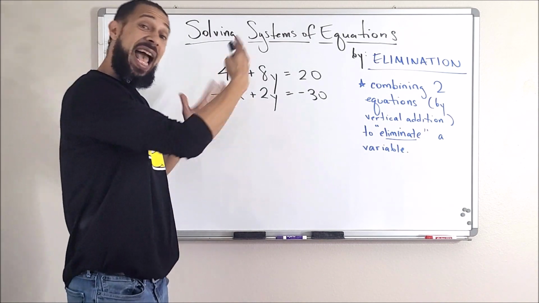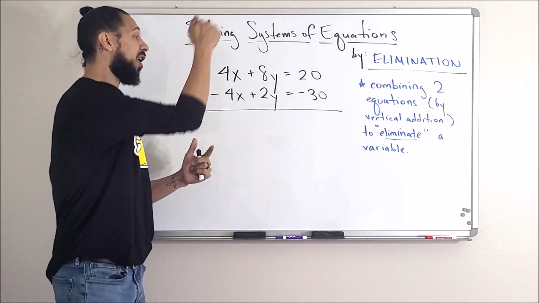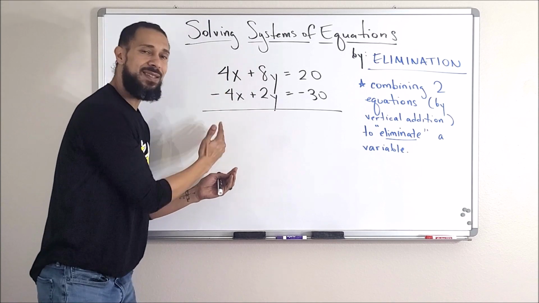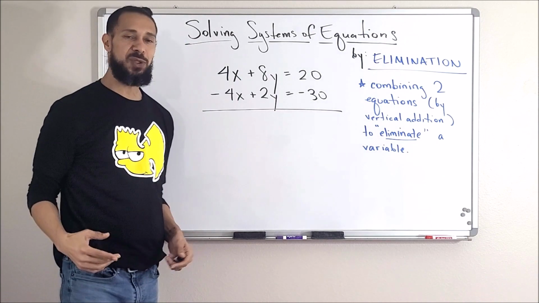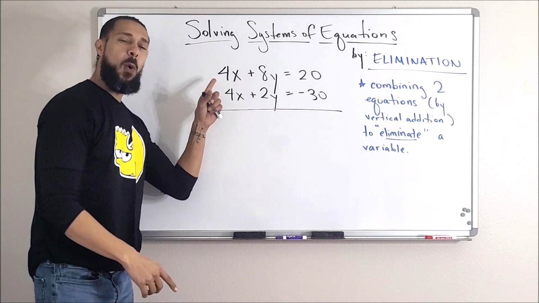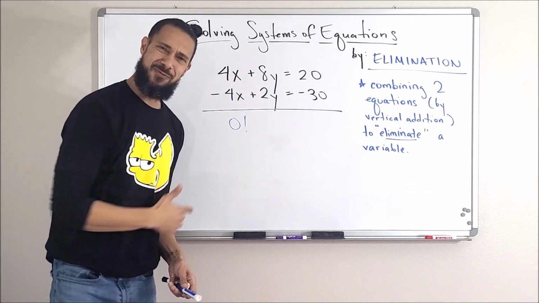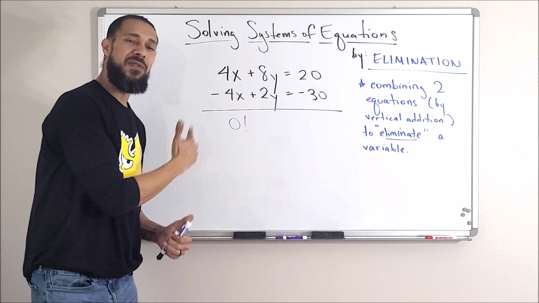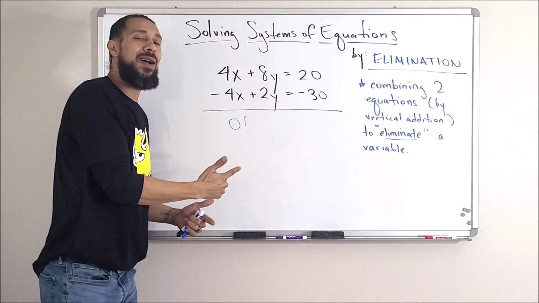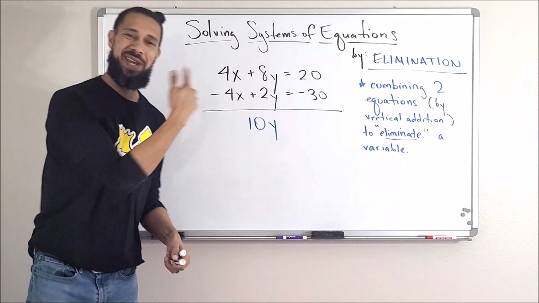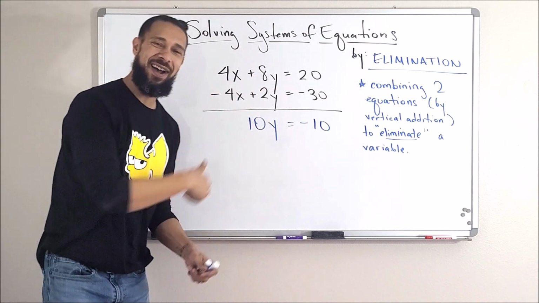Since I'm going to be combining these and adding them together to give me a total line, what I'm going to do is combine these vertically. I'm going to put these x's with these x's, these y's with these y's, and this number with this number, hoping that one of my variables will eliminate. 4x minus 4x, if I combine those together, what would I have? 0. That's exactly right. So that would be the variable that gets eliminated. I'm not going to write a 0 here, so let's continue with the y's. 8y plus 2y equals 10y. And 20 minus 30, negative 10.